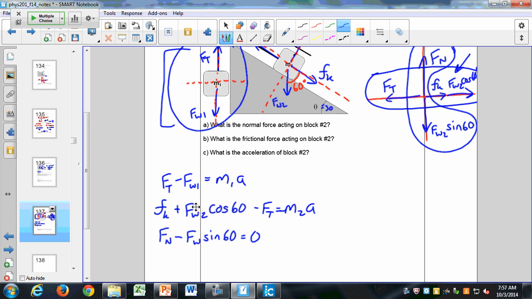So now I have this system of 3 equations, and then I have several things that I've asked you. In fact, these questions, A, B, and C, sort of lead you through the problem. First, what is the normal force acting on block 2? That's the block on the inclined plane. I can find here Fn equals Fw sine 60.